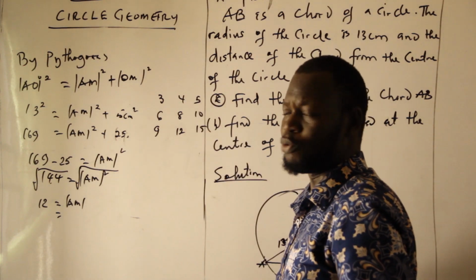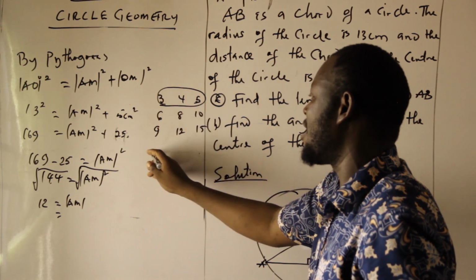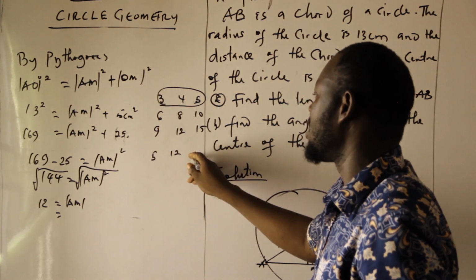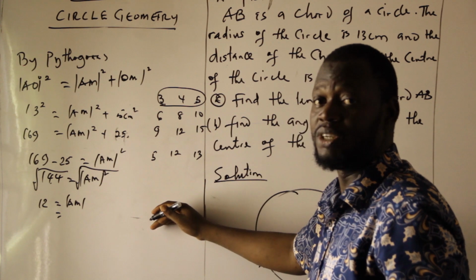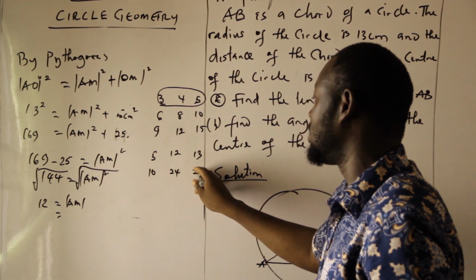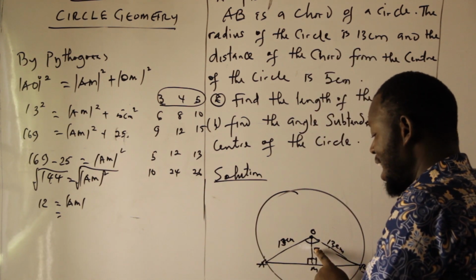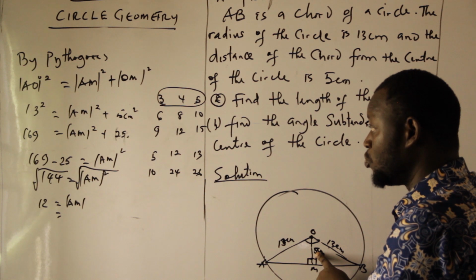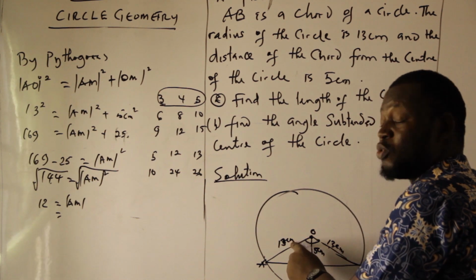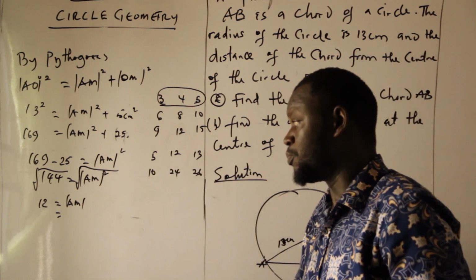These are Pythagoras triples. Likewise, we have another: once we have 3, 4, 5, we can have 5, 12 and 13 too. So this one follows this trend. We have 10, 24 and 26. So if I have this side to be 10 and this side to be 24, definitely it's going to be 26. That is how I got to know these things. So they call them Pythagoras triple.